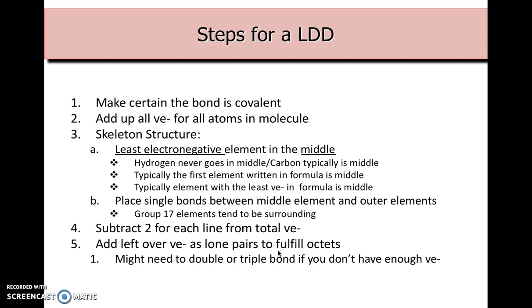Now, the least electronegative element is going to be in the middle. We don't have to look up the electronegativity every time we want to figure this out. We're going to know that hydrogen never goes in the middle. Carbon is typically in the middle. It's typically the first element in the formula, and it's typically the element with the least valence electrons. We're going to place single bonds between the middle element and whatever elements you decided were on the outer. Now, if you're having trouble figuring out which is the middle and the outer still, know that the group 17 elements, so fluorine, chlorine, bromine, iodine, are typically surrounding elements. They rarely go in the middle as well.